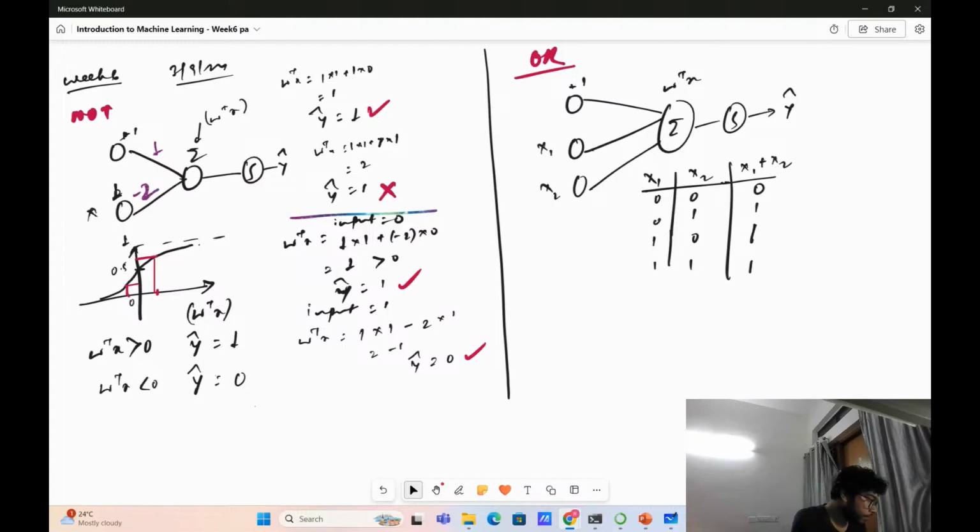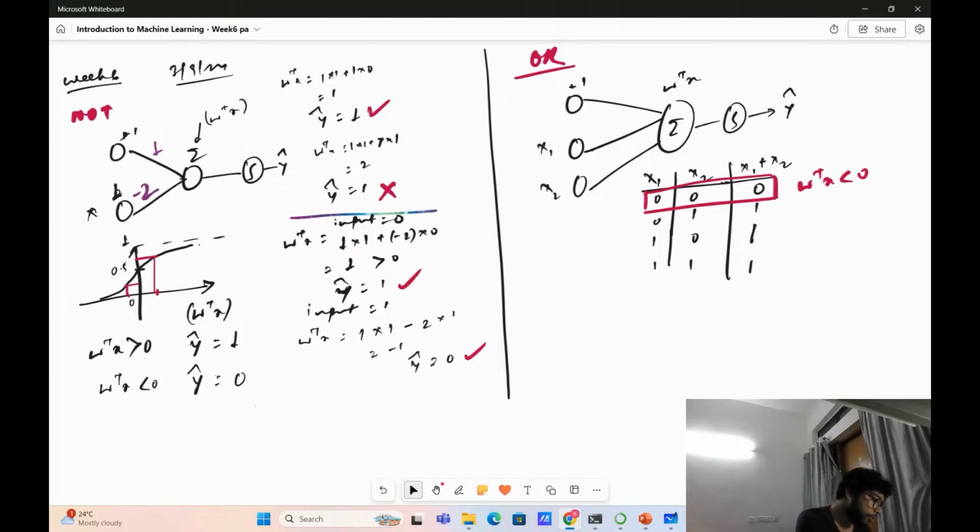So what we want is that if either one is 1, so if x1 or x2, any one of them is 1, then we want W transpose X to be greater than 0, right? And if both are 0, then we want W transpose X to be less than 0, right? So let's consider the first case first. If both are 0, then we want W transpose X to be less than 0, right? Okay.